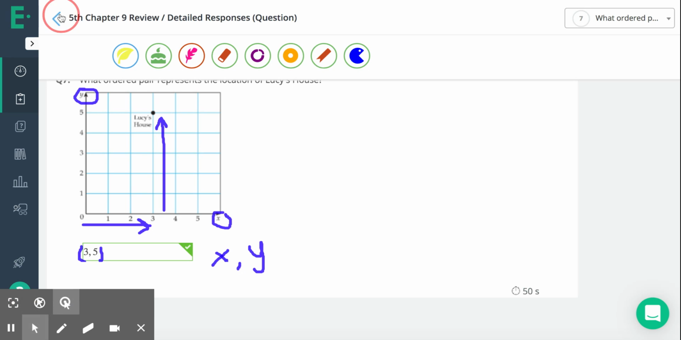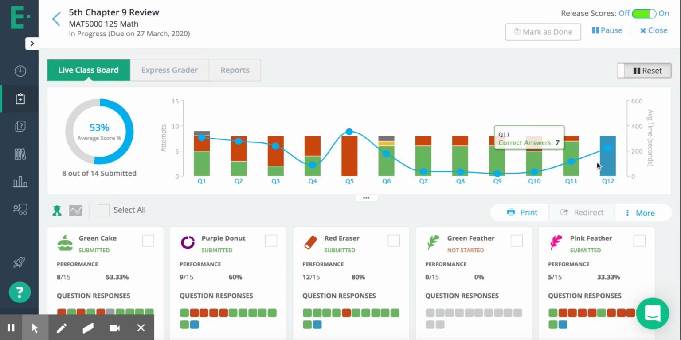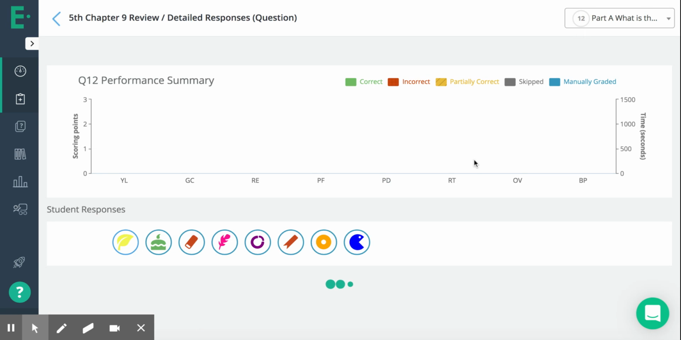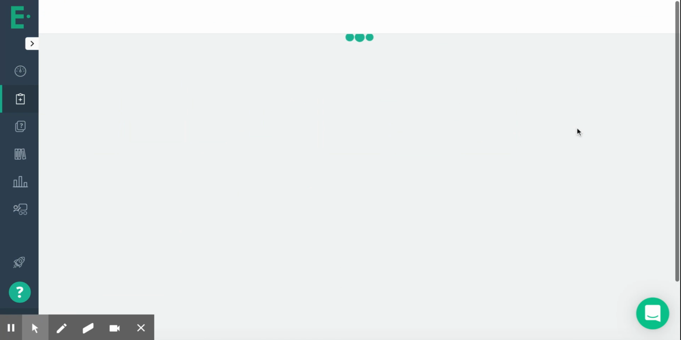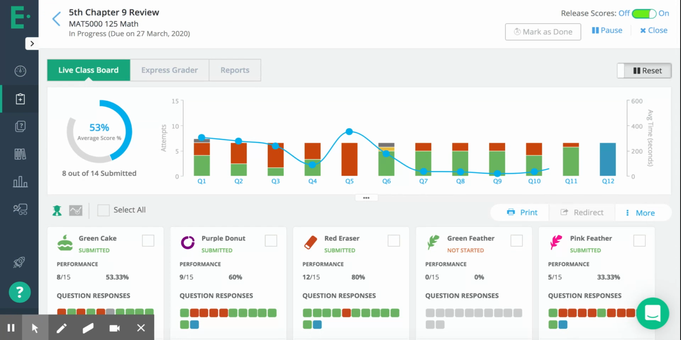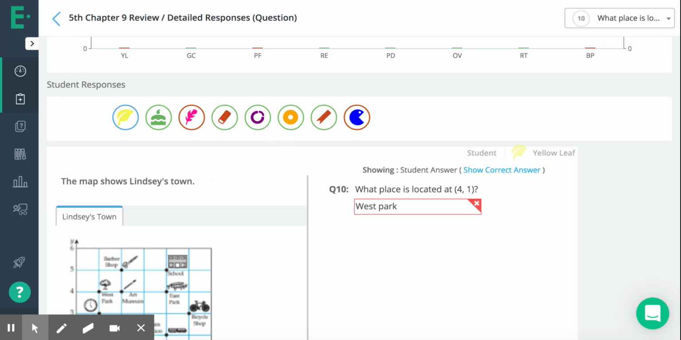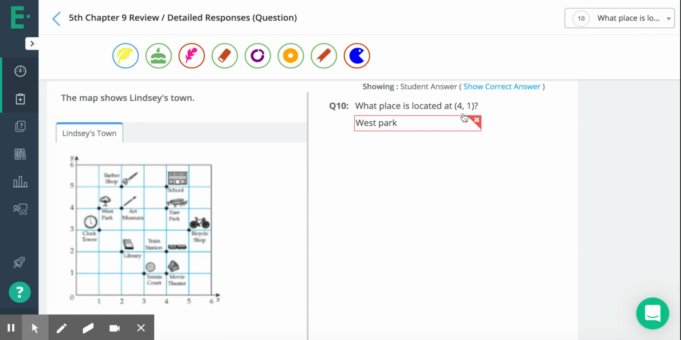All right. Lastly, you're doing the opposite. Let's go here to the written response. Oh, I'm sorry. I wanted to do one more. Number 10, some of us got wrong. This is where you're finding a point. So it says place 4, 1. Well, I need to go over 4, up 1. That's going to be our movie theater.